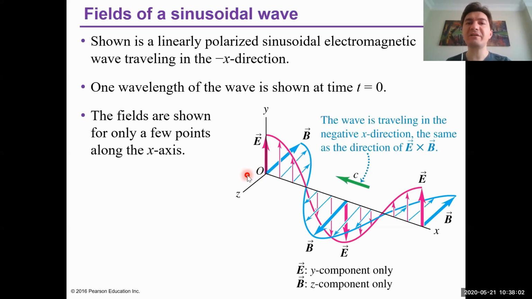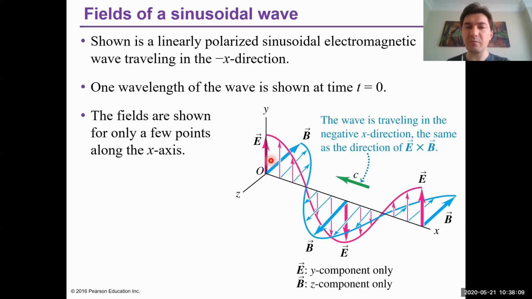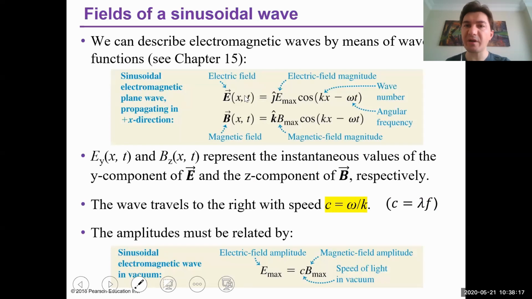Now let's try to describe the electric field and magnetic field as a function of time. We can describe them by using wave functions. We did this in chapter 15 during the first semester. You can check your lecture notes to remember. This is the electric field, and it changes as a function of time. So the electric field depends on both x and time.